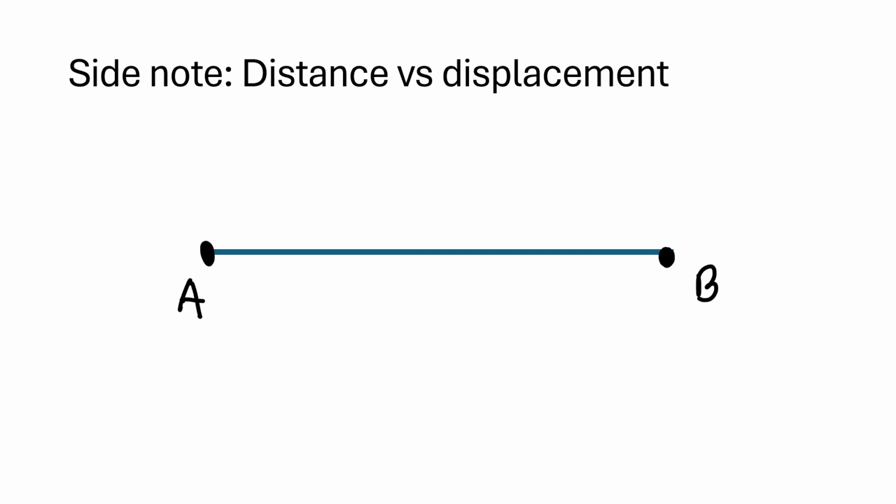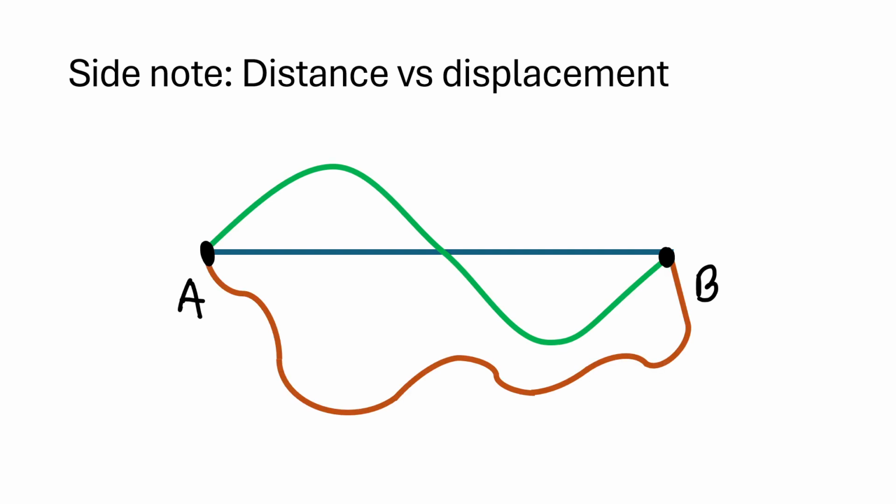In this case, the displacement will be towards the right. You have both a magnitude, which turns out it's the length of A to B, and the direction towards the right. But we can take any number of other pathways. Let's say we're taking the green pathway. Our distance will be the length of this path. Our displacement will still be the same displacement as the direct path.